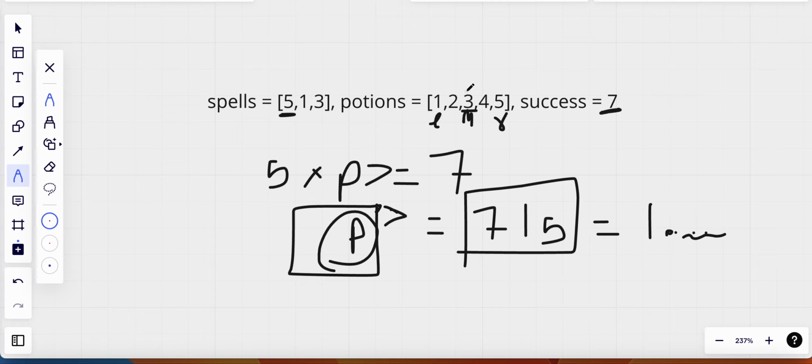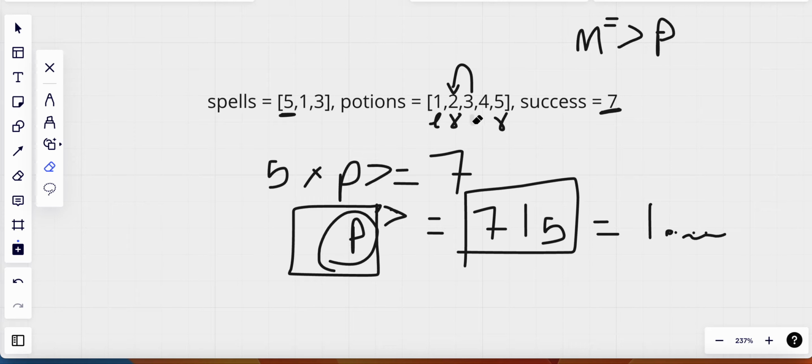So as long as we find the value of mid greater than or equal to the value of p, we will keep on going towards the right. As long as it is greater than or equal to p, we go towards the right. So now our left and our right becomes equal to 2.